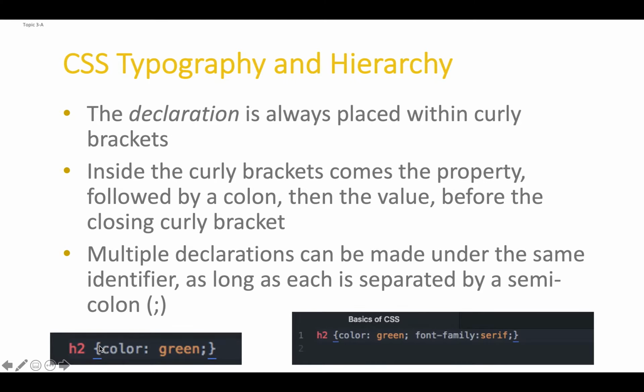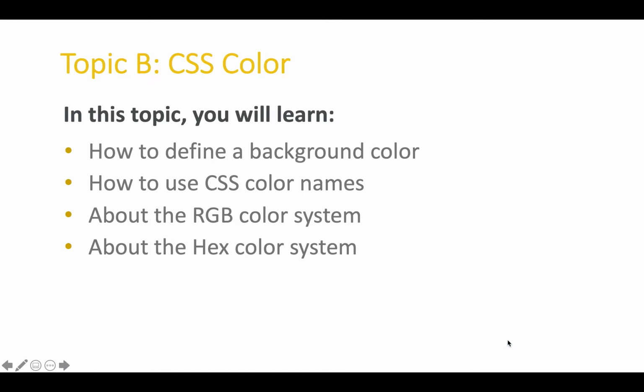So as I was saying, you place the declaration within curly brackets, and then inside the curly brackets is where you put your properties. So if you want to have more than one, you can have as many as you want. So the property goes first, followed by a colon, and then the value of that property, and then a semicolon. Multiple declarations can be made under the same identifier as long as each is separated by a semicolon, like so.